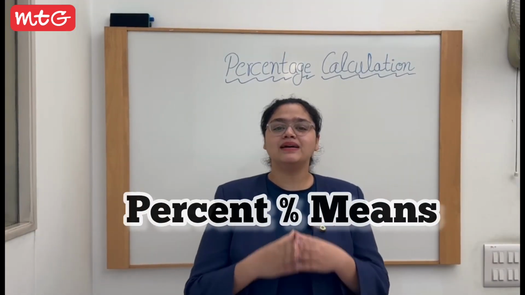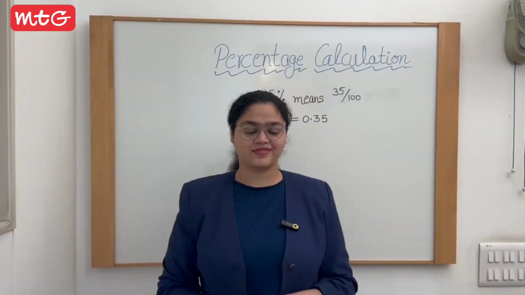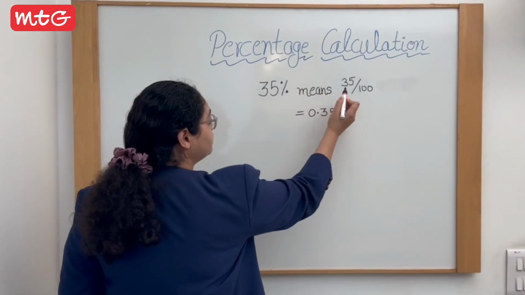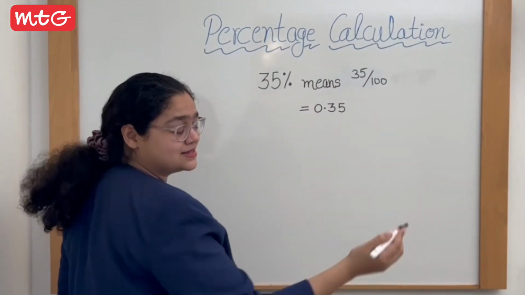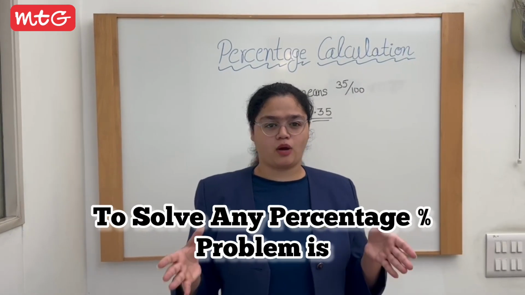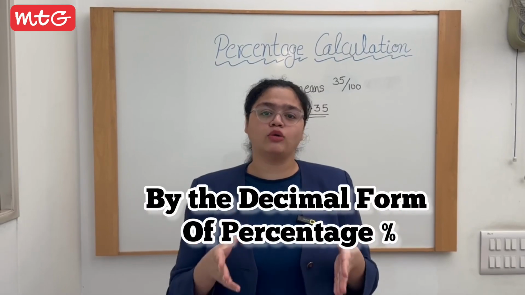Let's start. Percent means by the 100, that is a part of something out of 100. For example, 35% means 35 out of 100, which simply means 0.35. The easiest way to solve any percentage problem is to multiply the number of items in the question by the decimal form of the percent.